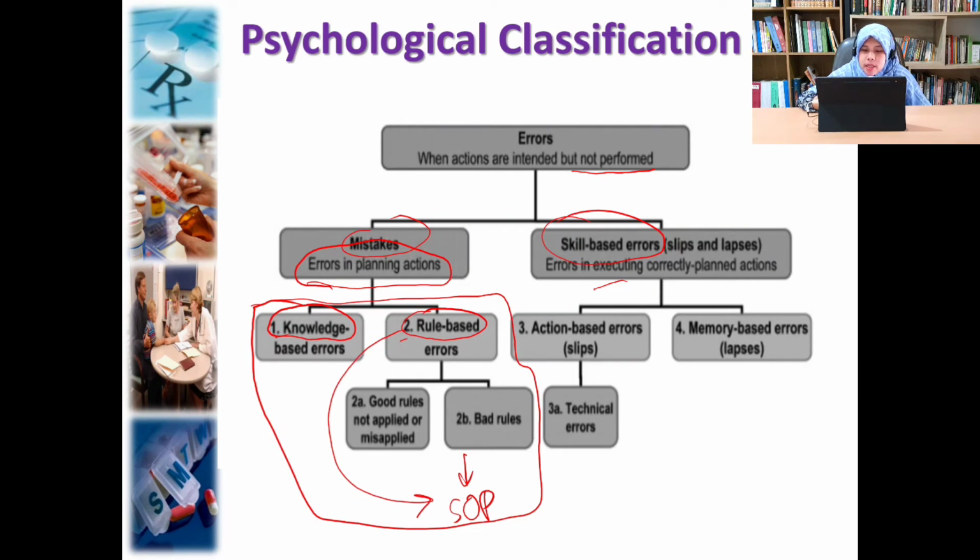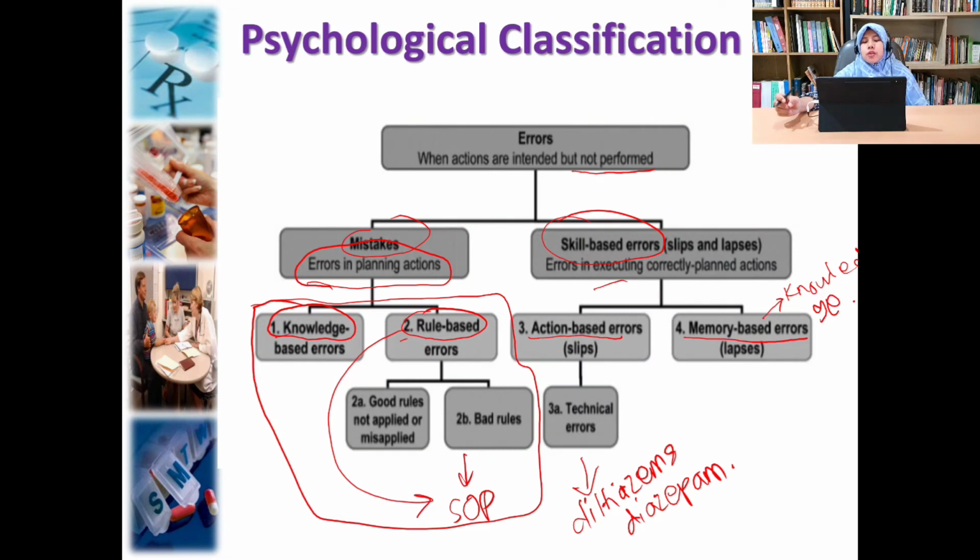The next type is skill-based error. In skill-based error, there are action-based error and memory-based error. Memory-based error actually has similarity with knowledge-based error. And action-based error is technical error. For example, in action-based error, a pharmacist picks up a bottle containing diazepam from the pharmacy shelf when intending to take one containing diltiazem. There are some problems with diltiazem and diazepam. You should take the diltiazem, but you took the diazepam because of a technical error, for example because the shelf is not organized.